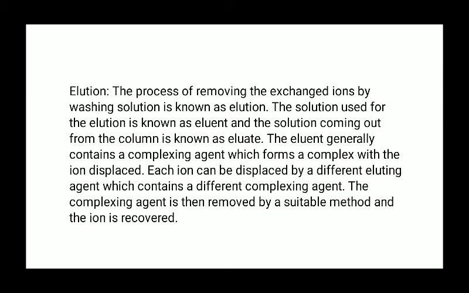Now, what is meant by elution? The process of removing exchanged ions from the resin by a washing solution is known as elution. The solution used for elution is known as eluent, and the solution coming out from the column is called eluate. The eluent generally contains a complexing agent which forms a complex with the ion displaced. Each ion can be displaced by a different eluting agent which contains a different complexing agent. The complexing agent is then removed by a suitable method and the ion is recovered.